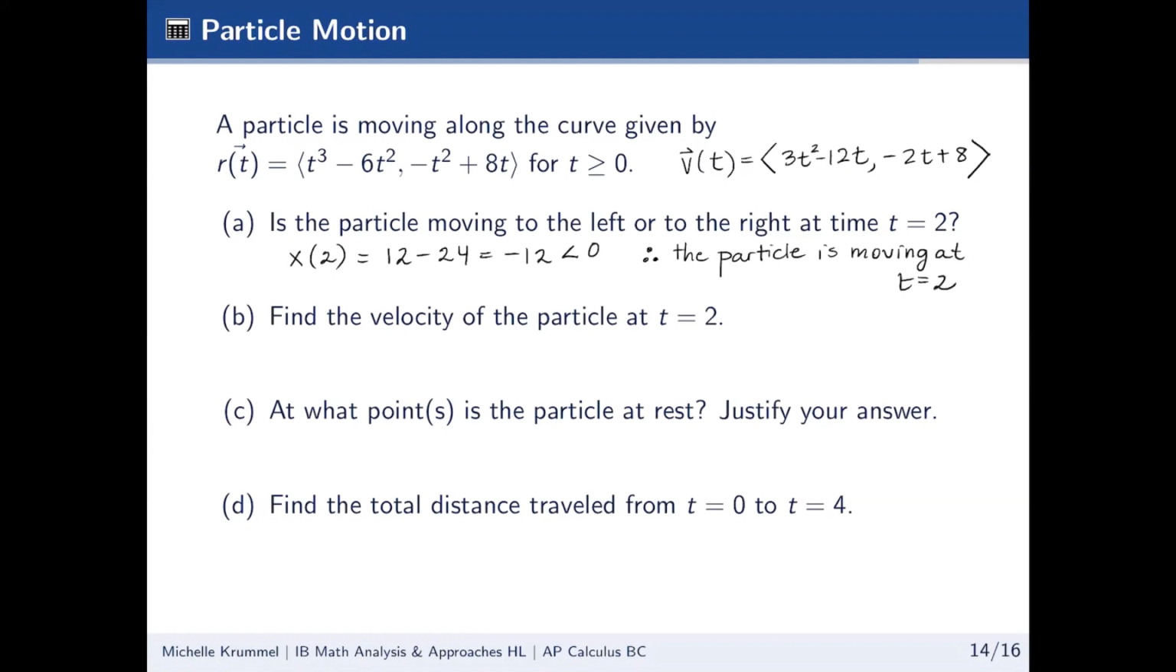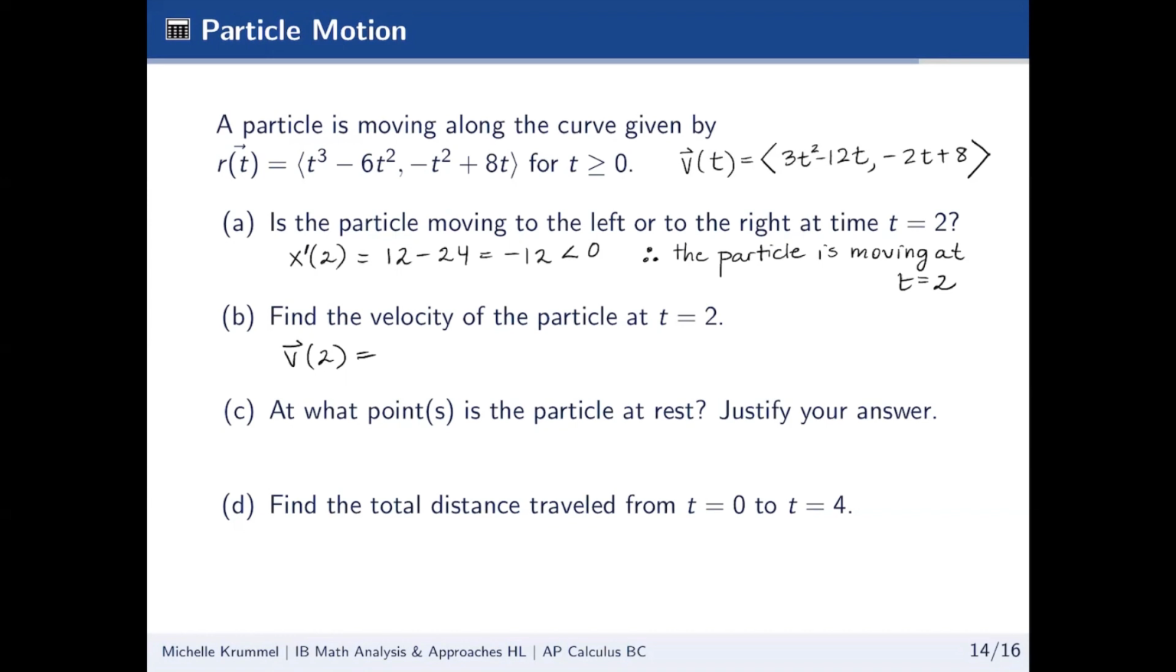Part B, find the velocity of the particle at t equals 2. So here it's just referring to the velocity vector. We need to find v of 2. Oh, and I see a notational error. The x of 2 that I wrote here, I used x because I was thinking the x component of the velocity vector, but just to avoid confusion, let's call it x prime of 2.